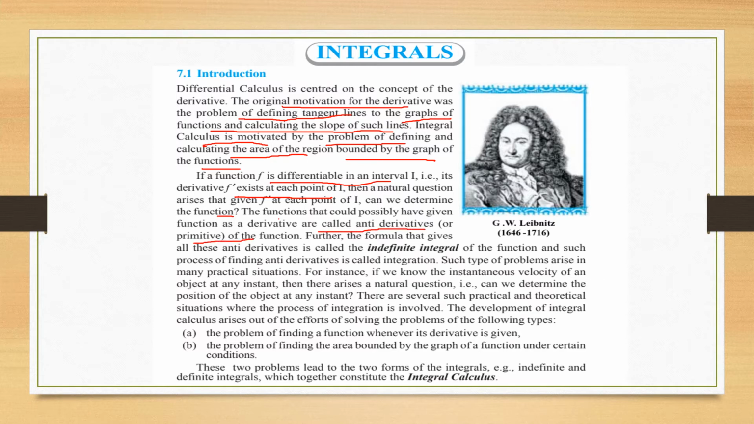The functions that could possibly have given functions as a derivative are called antiderivatives or primitives of the function. Further, the formula that gives all the antiderivatives is called the indefinite integral of the function, and the process of finding antiderivatives is called the process of integration. Such problems arise in many practical situations. For instance, if we know the instantaneous velocity of an object at any instant, then there arises a natural question: can we determine the position of the object at any time?